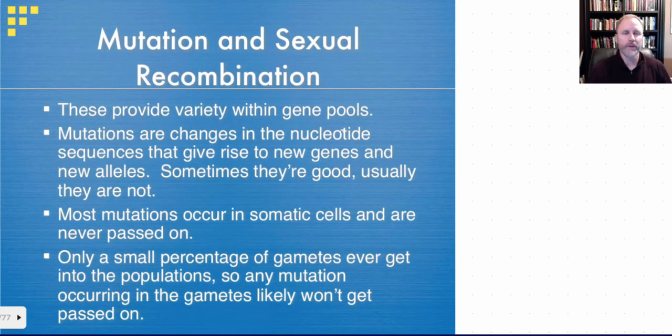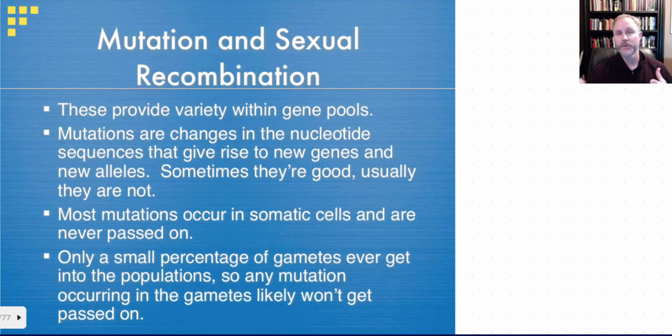Okay? So as far as mutation and sexual recombination go, these provide a lot of variety within the gene pool. We discussed this last year with meiosis, and we talked about it a little bit in class this year. What mutations basically do is change the nucleotide sequence. They give rise to new genes. Whether these new genes are good or bad really depends on the interaction with the environment and how the environment is changing. Oftentimes they're not good. Sometimes they are. Again, it largely depends on the organisms and the environment that they're living in.